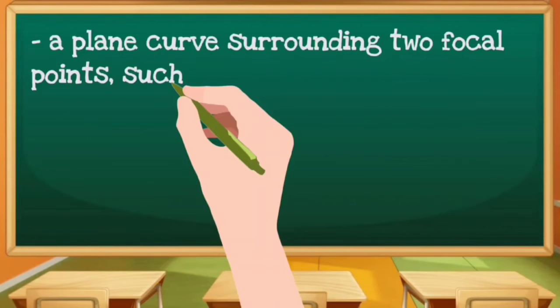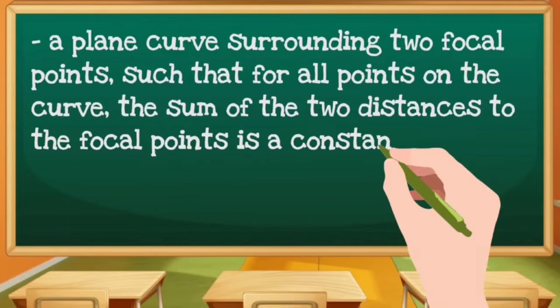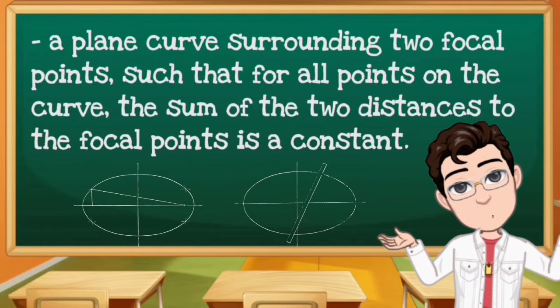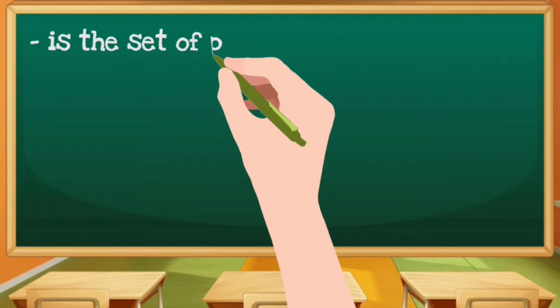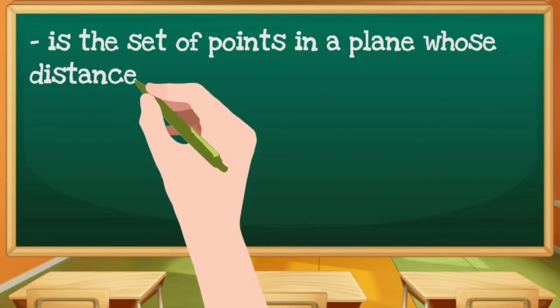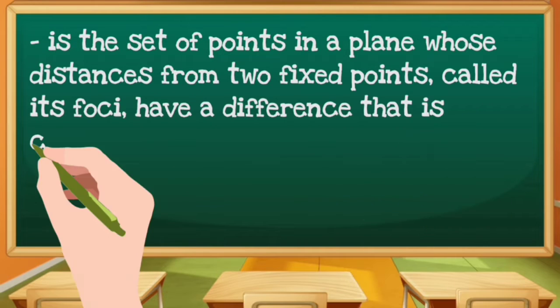An ellipse is a plane curve surrounding two focal points, such that for all points on the curve, the sum of the two distances to the focal points is a constant. It generalizes a circle, which is the special type of ellipse in which the two focal points are the same. While a hyperbola is a set of points in a plane whose distances from two fixed points, called its foci, have a difference that is constant.